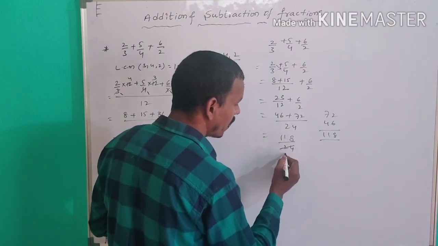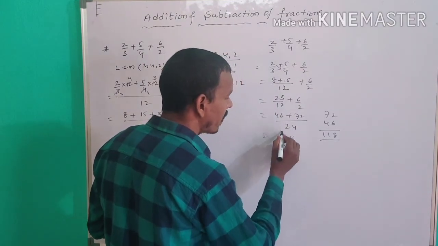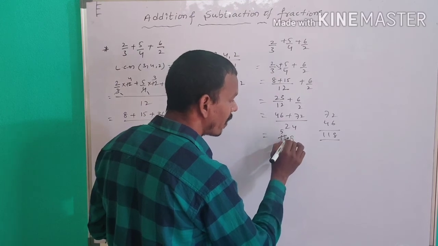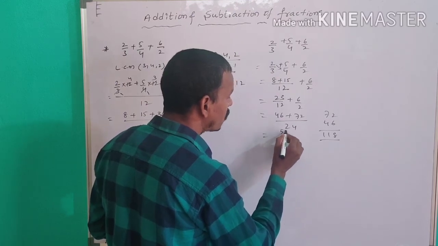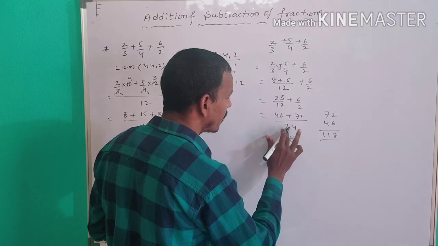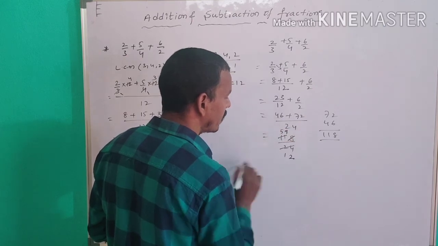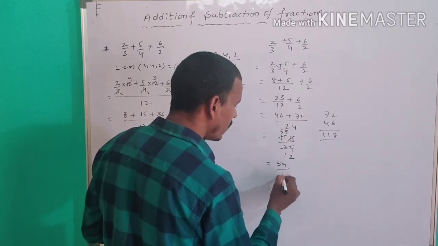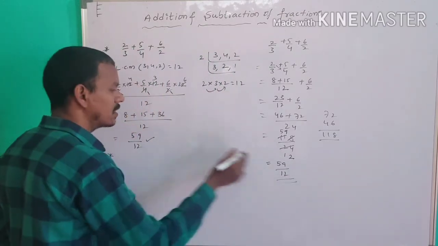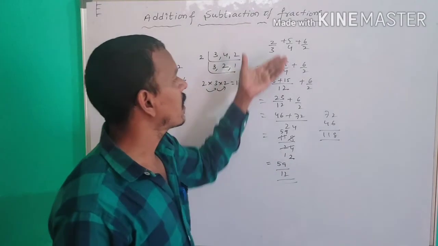2 table. 2 1s are 2, 2 2s are 4, 2 5s are 10. How much remains? 1. 18, 18 means 2 9s are 18. 2 9s are 18. Therefore, that is equal to 59 by 12. We are getting that both are the same answers. So, it is that cross multiplication method.